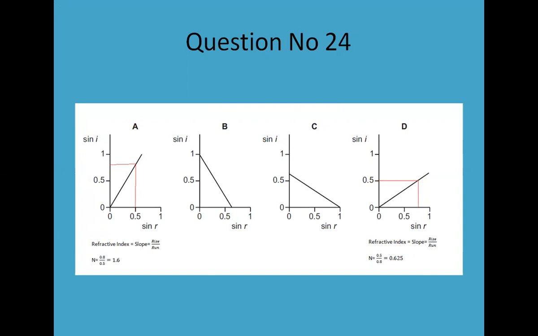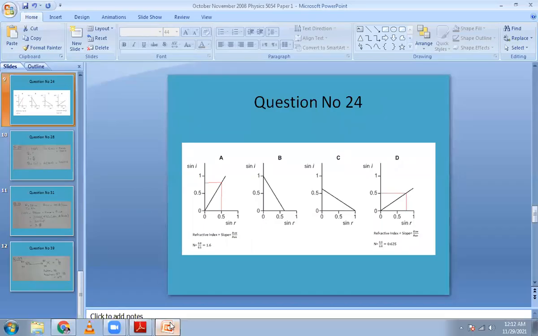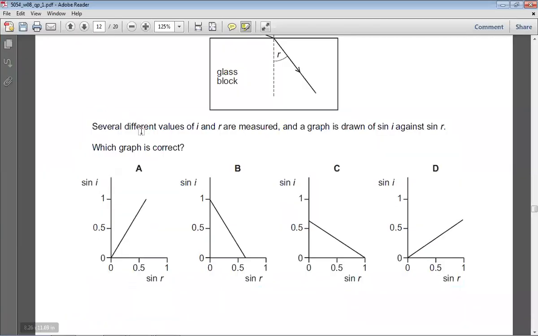So here the rise is 0.5 and the run is 0.8. So on your calculator, when you divide 0.5 by 0.8, the answer will be 0.625, and that cannot be the refractive index of this glass, because the refractive index of glass is approximately 1.4, 1.5, 1.6. So A looks the best option to me, sir. I hope that you understand how we have done this question. I think A is the right option, sir.